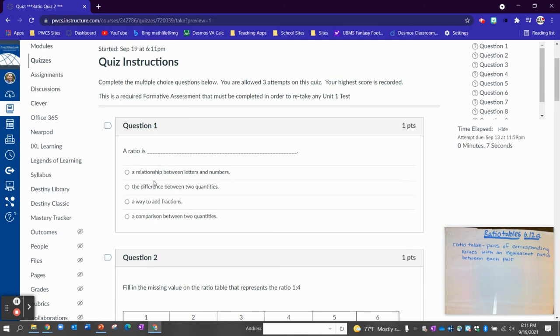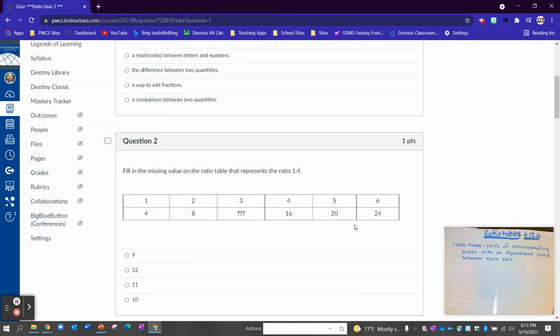So a ratio is a relationship between letters and numbers. No. The difference between two quantities, that would be subtraction. A way to add fractions, that would just be adding fractions. Comparison between two quantities, that we need to know that a ratio is a comparison between two quantities. The table just holds that information.